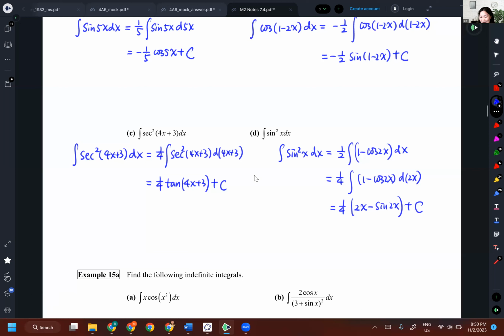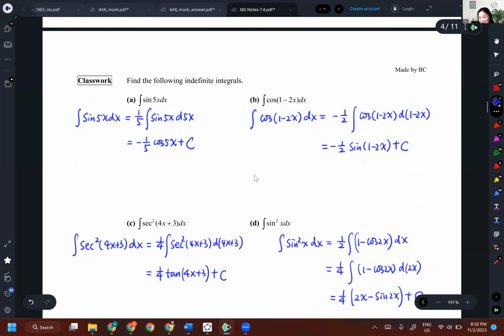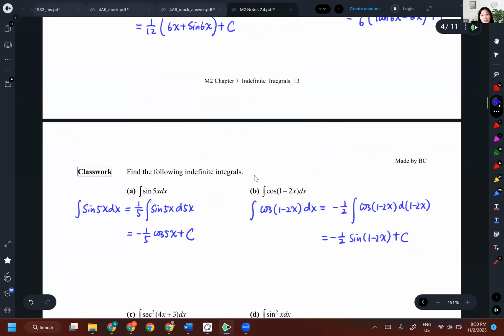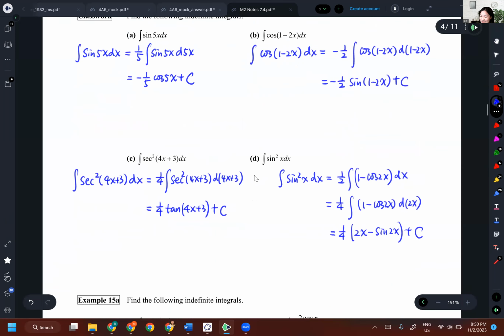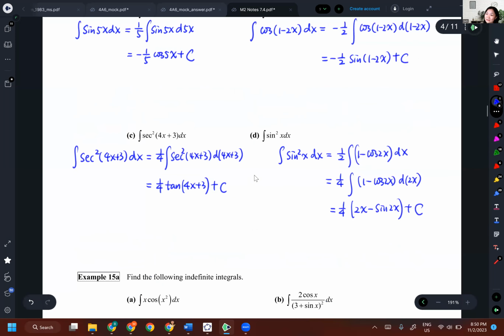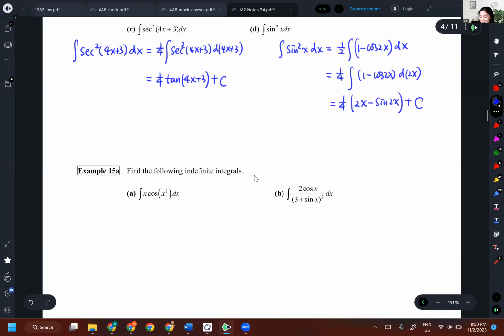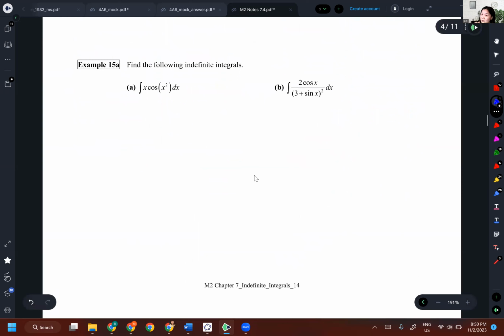Okay, so I think here we're doing integration by substitution. In a way, we're revising the things we learned a week ago, 2 weeks ago, and a month ago before the Chinese New Year holiday. Next one, still about substitution, but on another level.